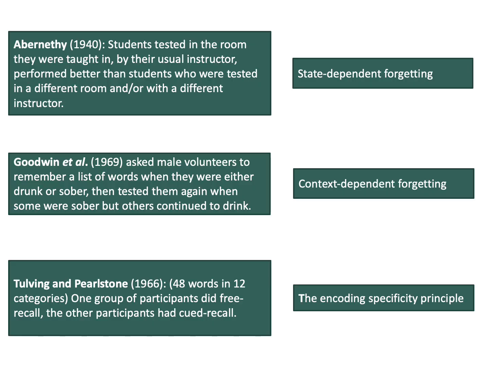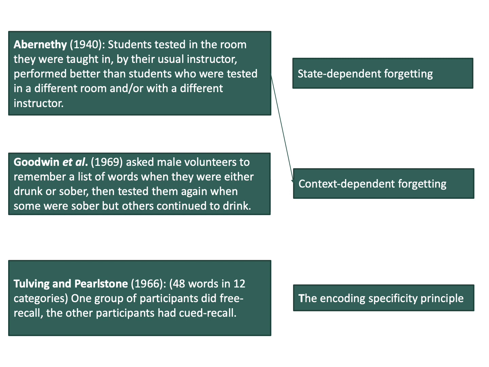Okay, so I've got a little task for you now. I want you to pause me and match the pieces of research to what they were investigating, and then we'll go through the answers. So Abernethy, who did the study on the students, was obviously investigating context-dependent forgetting, and they found that students who were tested in a different room performed worse than those who were tested in the same room where they'd learned the information, and with the same instructor as well. That also helped recall.